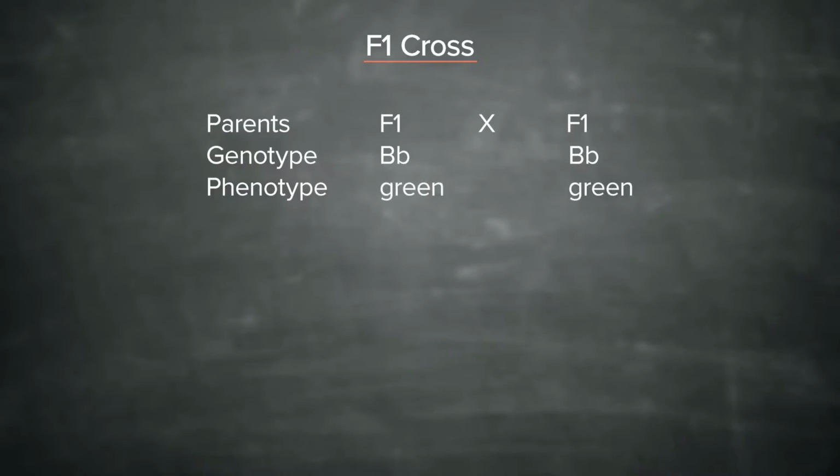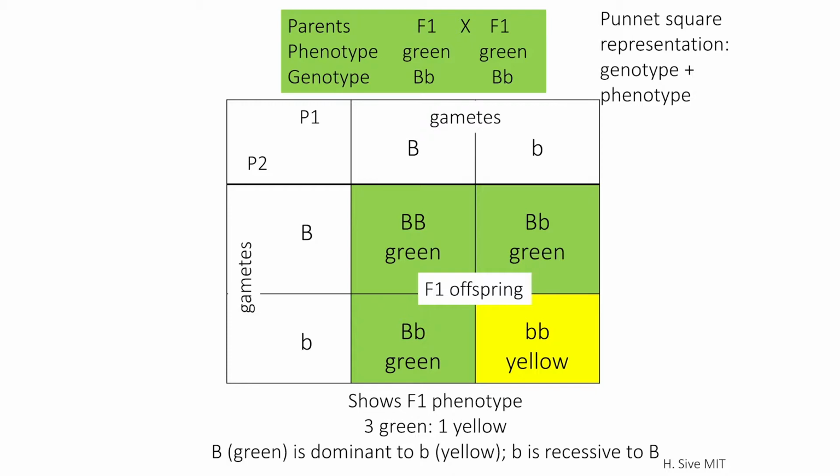And now we can look and see how this cross reads out using a Punnet square. Okay, so let's now look at our slide where I've got this cross indicated. The parents are F1 with green phenotypes and the genotype is big B, little b. And you can see now that the gametes from each parent can be one of two kinds. They can be big B or they can be little b. Parent 1 can give big B and little b, parent 2, big B, little b, okay?